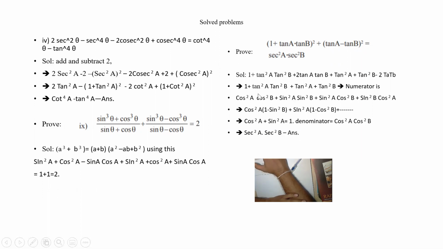See, when we expand this, cos square A into 1 minus sin square B, so we are getting cos square A minus cos square A sin square B. This is plus cos square A sin square B. This is minus cos square A sin square B. They get cancelled. The whole cos square A is left out. But here, if I take sin square A into 1 minus cos square B, so sin square A minus sin square A cos square B. Sin square A cos square B, they get cancelled out. So everything is getting cancelled out. I am left with cos square A plus sin square A. That is 1. So this is the answer.